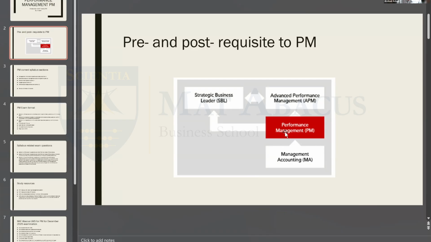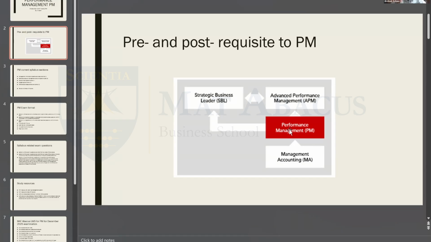Now, the knowledge from this paper is not only required for advanced performance management. Like I said just now, that is an optional paper, so you might decide not to do it. But you still need this knowledge for a compulsory paper known as Strategic Business Leader, which is about strategy, where you have case studies and you have to propose solutions and advice of a strategic nature. So you can see this paper is a bit of a sandwich paper, and it's very important to be able to do this.